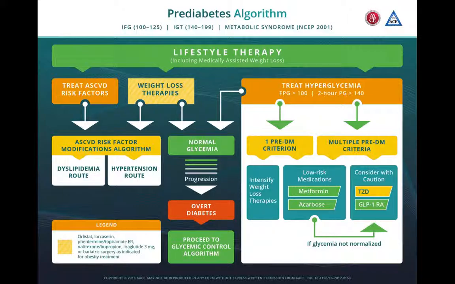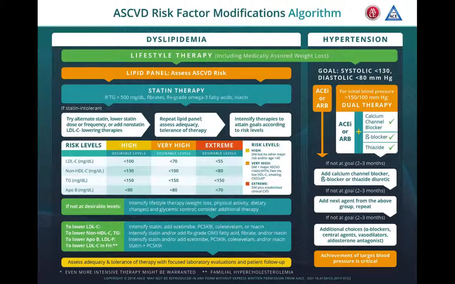Here's pre-diabetes, the algorithm. You can see that for pre-diabetes, when you get to a point of treating, you can actually use metformin. So a patient who has a fasting blood sugar of over 100, but is not quite diagnosed as a diabetic yet, they don't meet that number yet, you can actually use metformin to treat that. There's lifestyle for risk factors for dyslipidemia and treatment guidelines and hypertension.